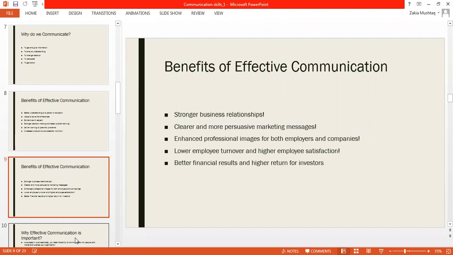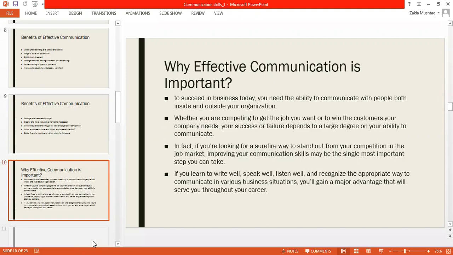It enhances professional images for both employees and the companies. And once the employees are satisfied with the organization, they hardly leave that place. So ultimately it results in better financial results as well.